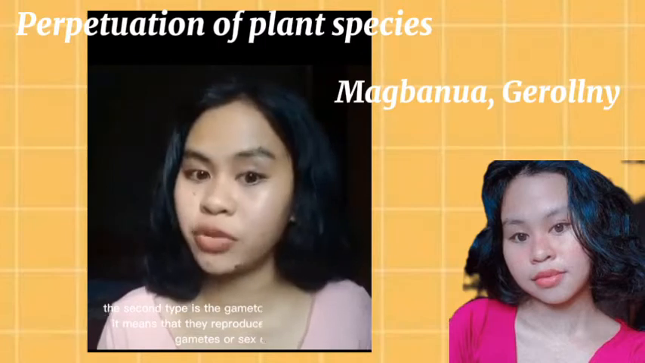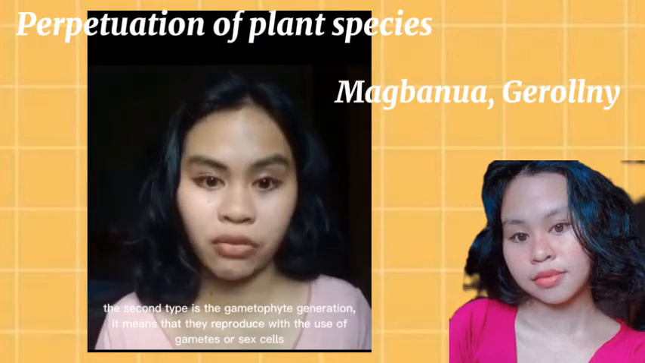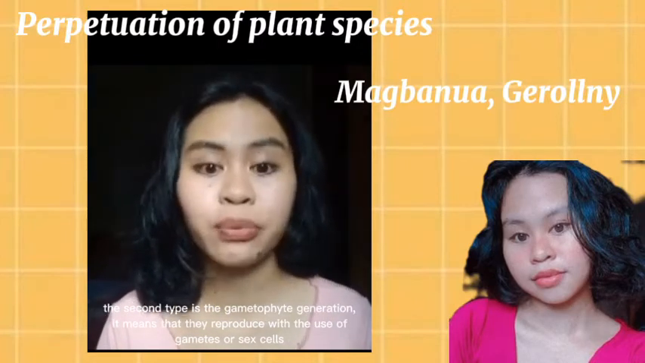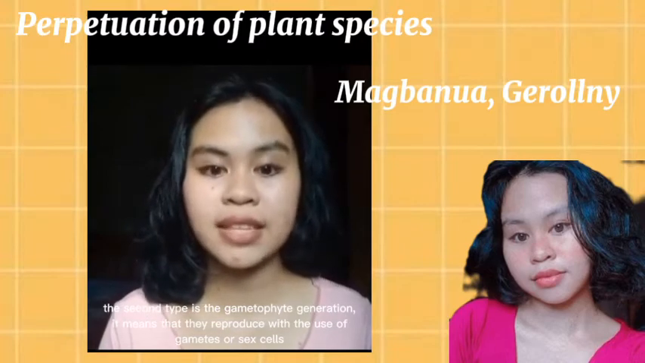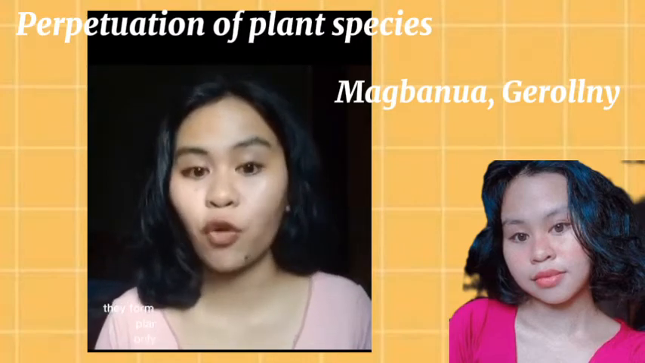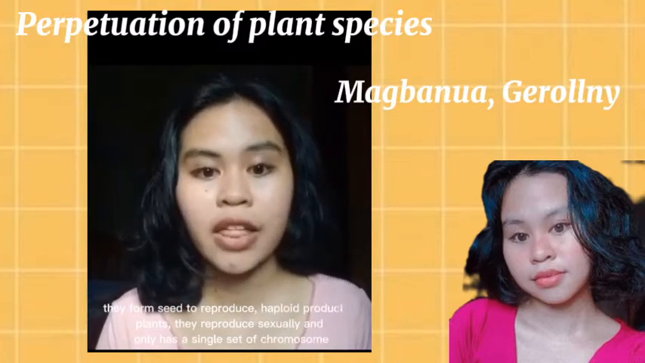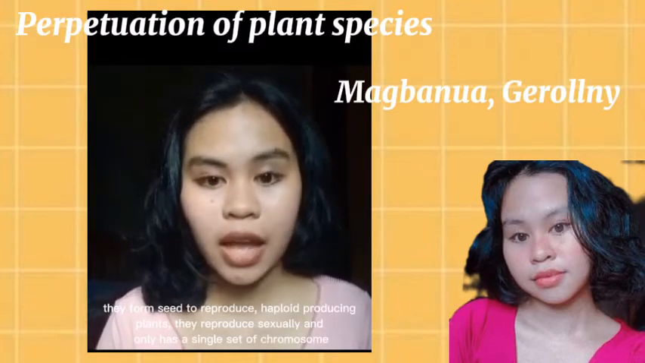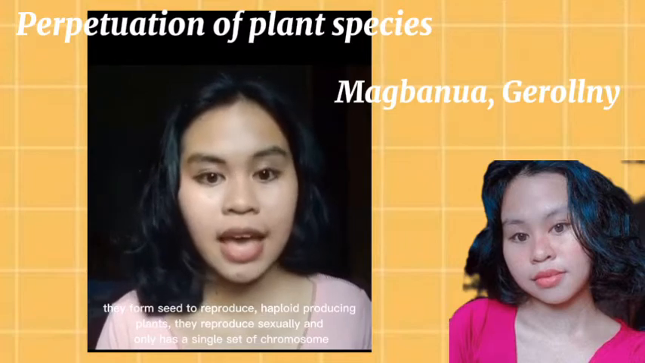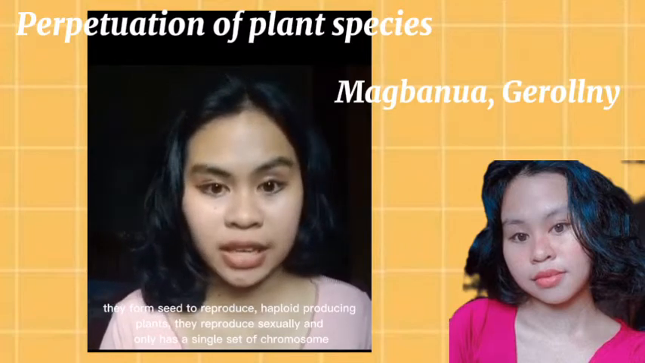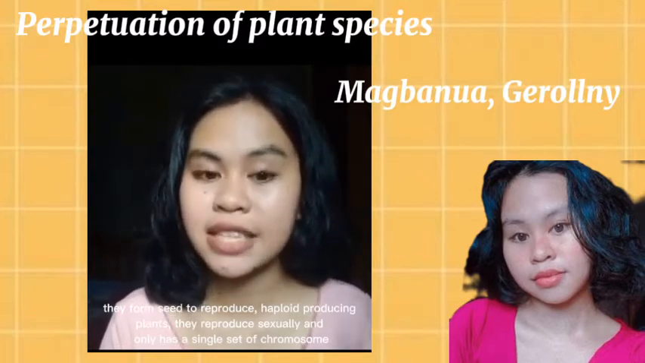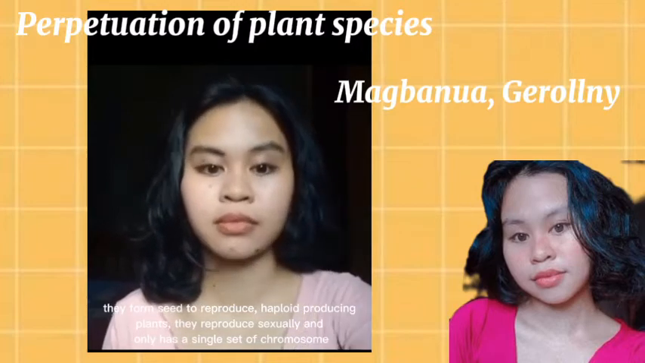The second type of generation is the gametophyte generation. From its name, it means that they reproduce using gametes or sex cells, and they form seeds to reproduce, of course. They are haploid plants, and they reproduce sexually and only have a single set of chromosomes.